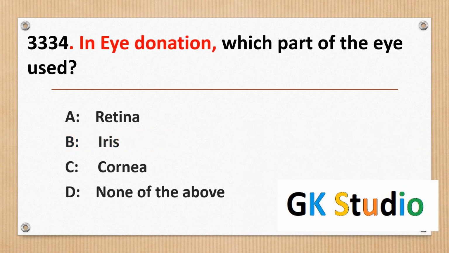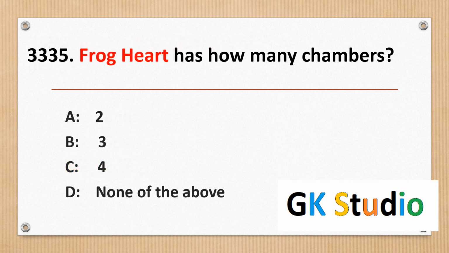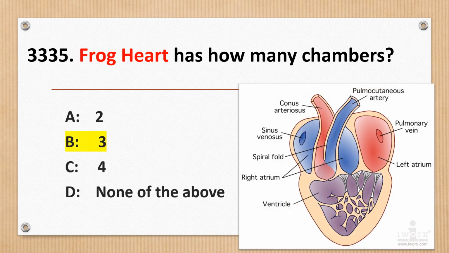In eye donation, which part of the eye used? In eye donation, the part of eye, the cornea, is donated to other person. Frog heart has how many chambers? Chamber. Frog heart has 3 chambers.